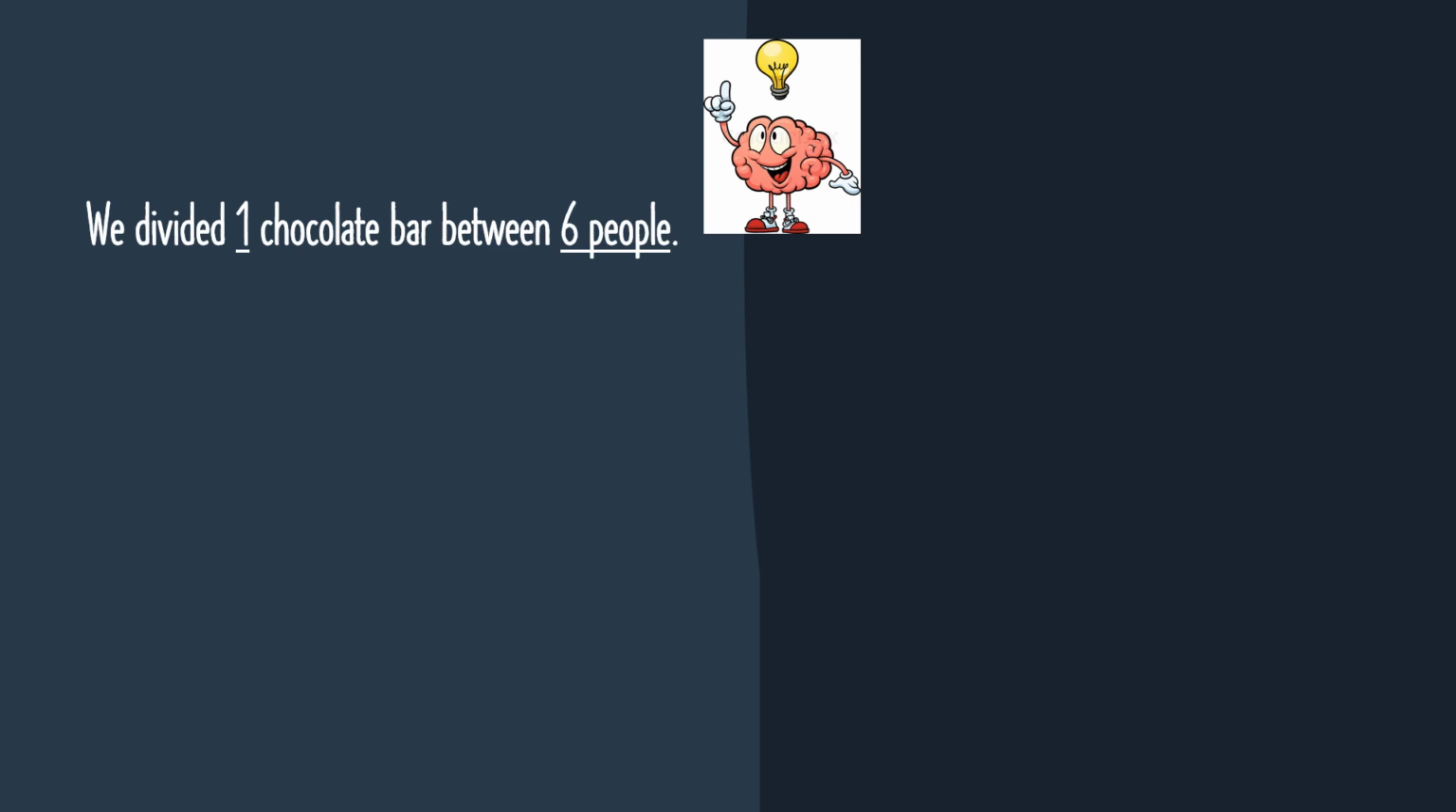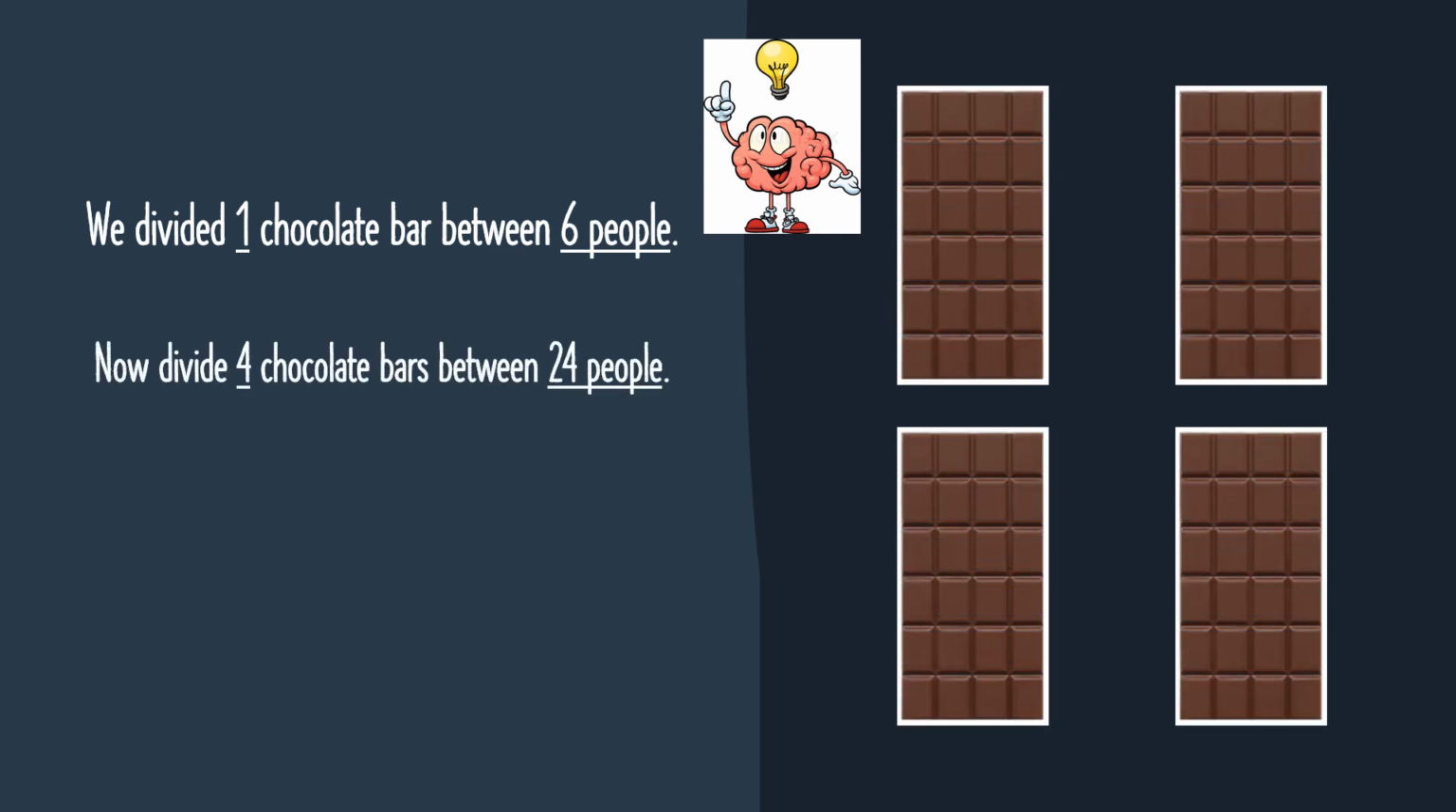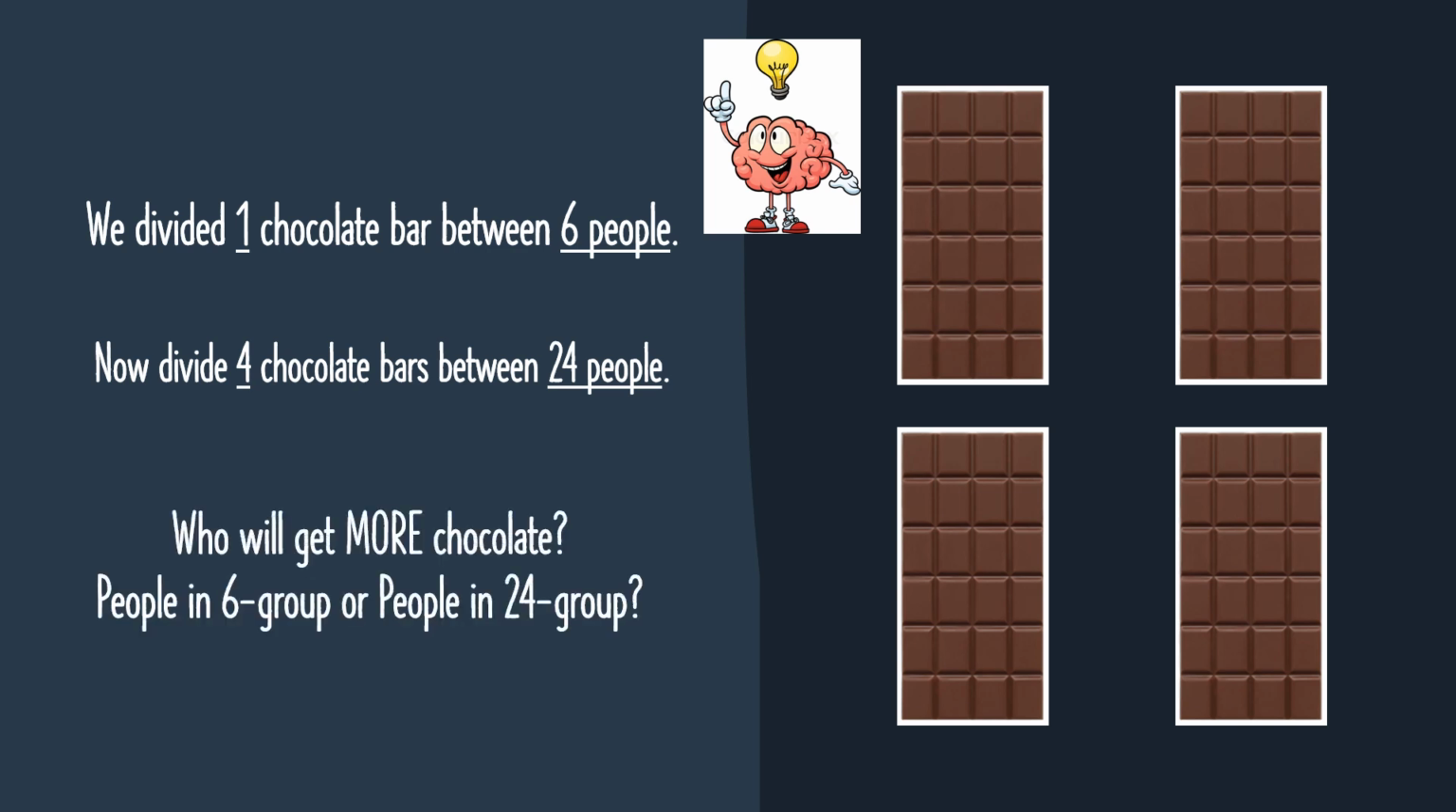We divided 1 chocolate bar between 6 people. Now, can you divide 4 chocolate bars between 24 people? Who will get more chocolate? Will the people in the 6 group get more chocolate or the people in the 24 group? Remember, 1 chocolate between 6 people or 4 chocolates between 24 people. Who will get more?